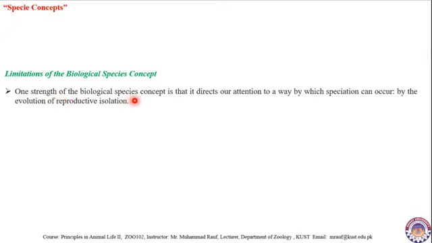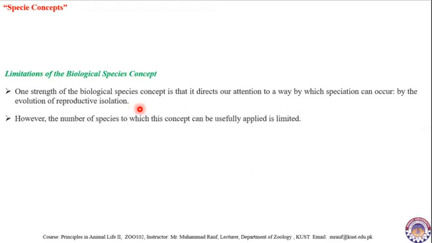One strength of the biological species concept is that it directs our attention to a way by which speciation can occur, by the evolution of reproductive isolation. So if two populations are reproductively isolated from each other, they are unable to mate with each other, then with the passage of time they will develop differences and eventually evolve into two different species. However, the number of species to which this concept can be usefully applied is limited.